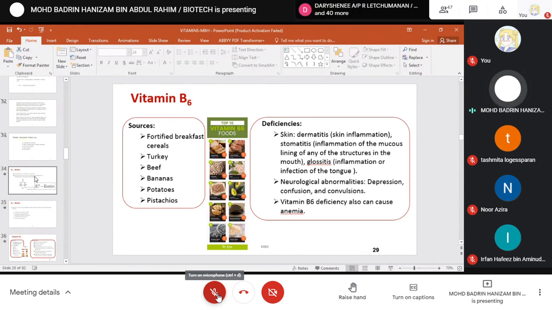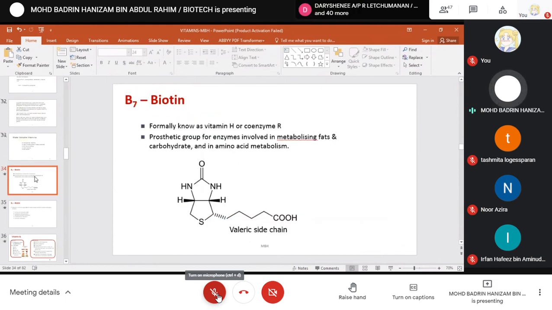Okay, next, I think we have another 5 minutes. Next, vitamin B7, biotin, formerly known as vitamin H or coenzyme R. I can't remember the story of this vitamin H and coenzyme R. Maybe I can share it in the next class, or you can Google yourself. I forgot the history of vitamin H. Vitamin B7 or biotin is a prosthetic group for enzymes involved in metabolizing fats and carbohydrates, as well as in amino acid metabolism. So this is biotin.